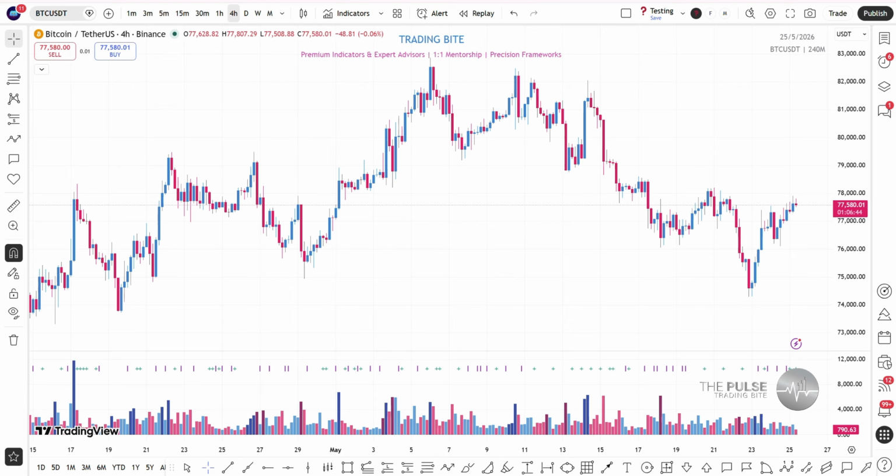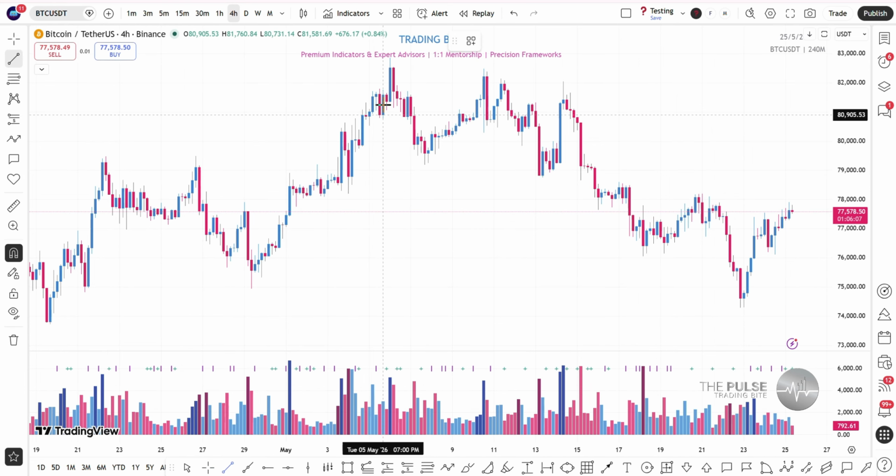Some people call this CHOCH, and some people call it market structure shift. It's the same thing with different names. So now the question is, I'm going to repeat the one from before: what are the rules for breakout structure? We discussed the rules for the breakout structure in the previous video.